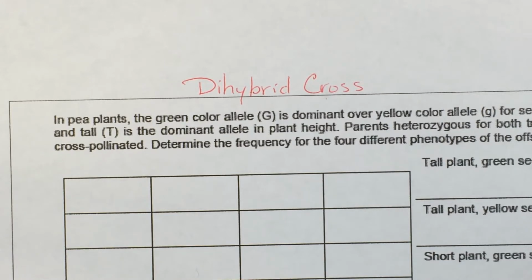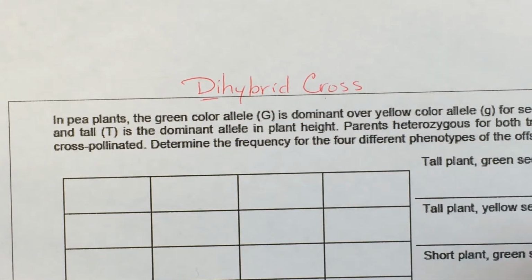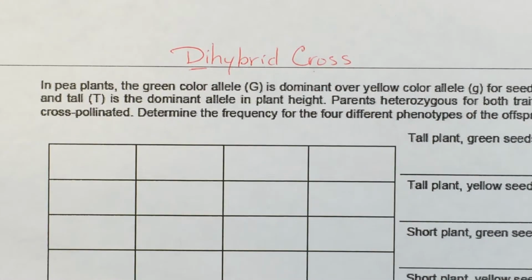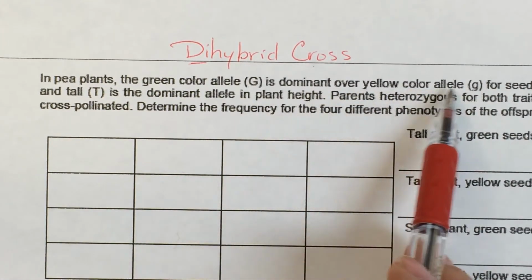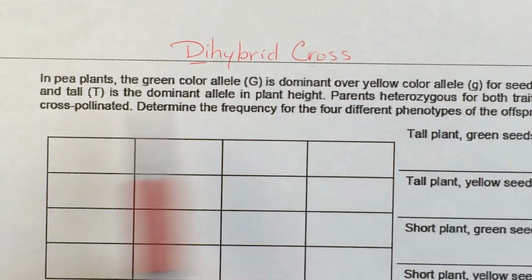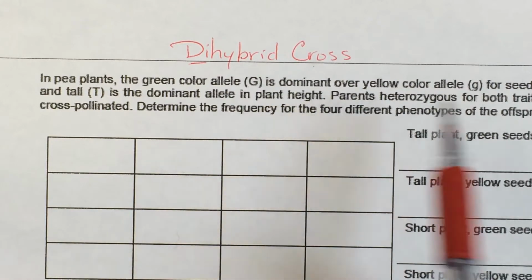Sometimes in genetics we won't look at just one trait, but we'll look at more than one. And so in a dihybrid, since it's the word di, we're actually looking at two. In our sample problem, in pea plants, the green color allele G is dominant over the yellow color allele lowercase g for seed color, and tall, uppercase T, is the dominant allele for plant height.